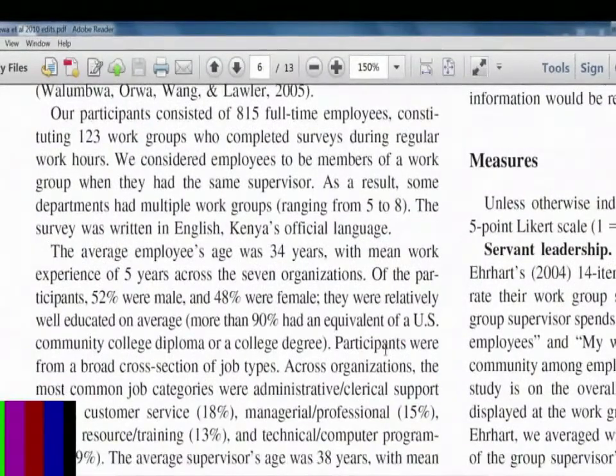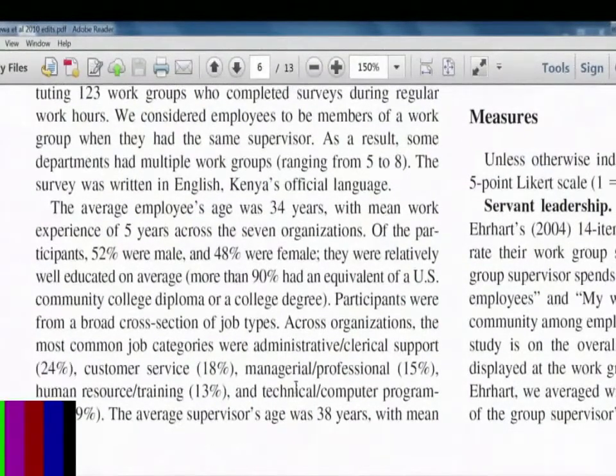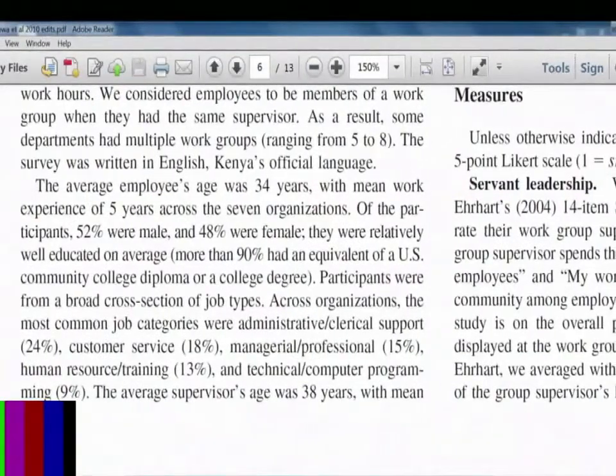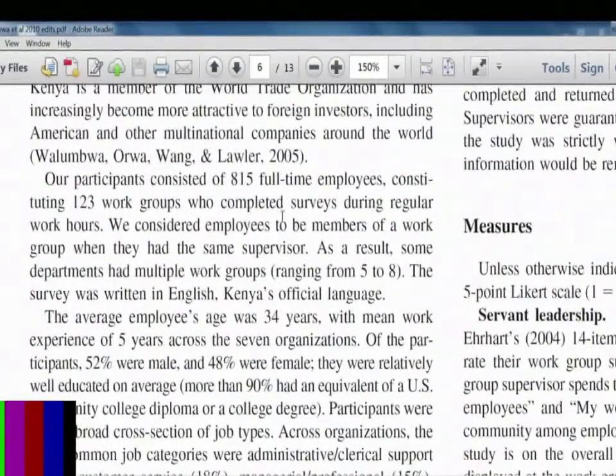Then they go on to tell you about the participants. 52% were male, 48% were female, but that sort of makes sense, I guess. But they go on to tell you what kind of degrees they had and what their jobs were, that sort of thing. So it's giving you an idea of who they asked. You do not have to get into the methods section. You don't need to tell me all about that. A lot of it's probably going to go over your head right now anyway. So you don't need to tell me how many people they tested and who they tested and that sort of thing.